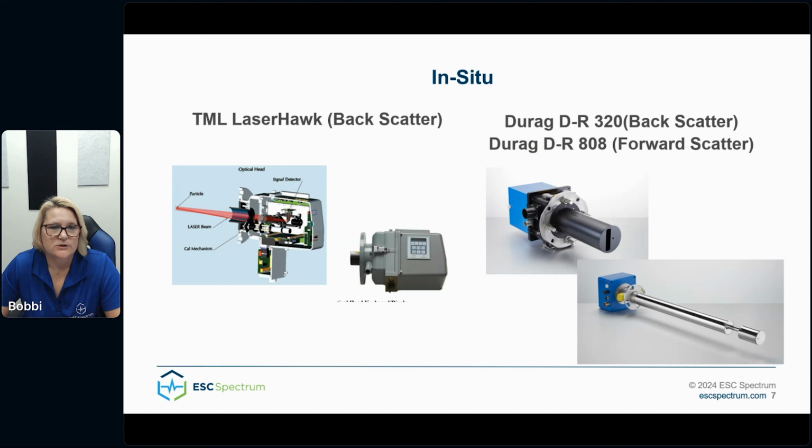So here is a visualization of the TML LaserHawk backscatter and the Durag 320 backscatter and the 808 forward scatter. These are all single port installations. They also have similar footprints and look and feel to the other offerings in each of the manufacturer's lineup. So if you already have equipment from either manufacturer, learning the PM CEMS shouldn't be a far stretch.